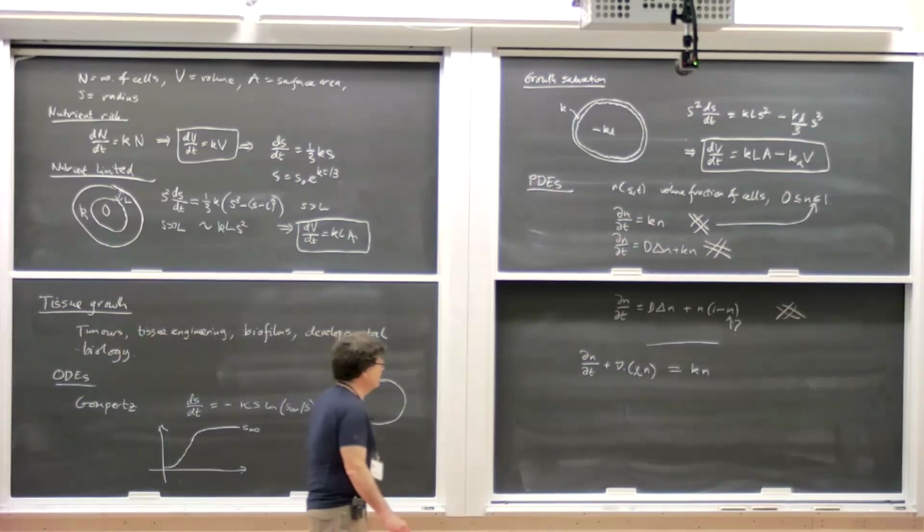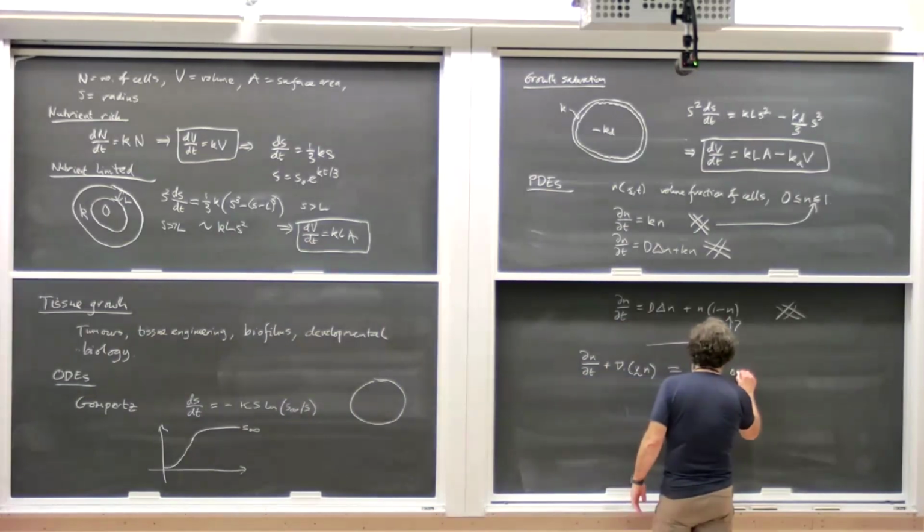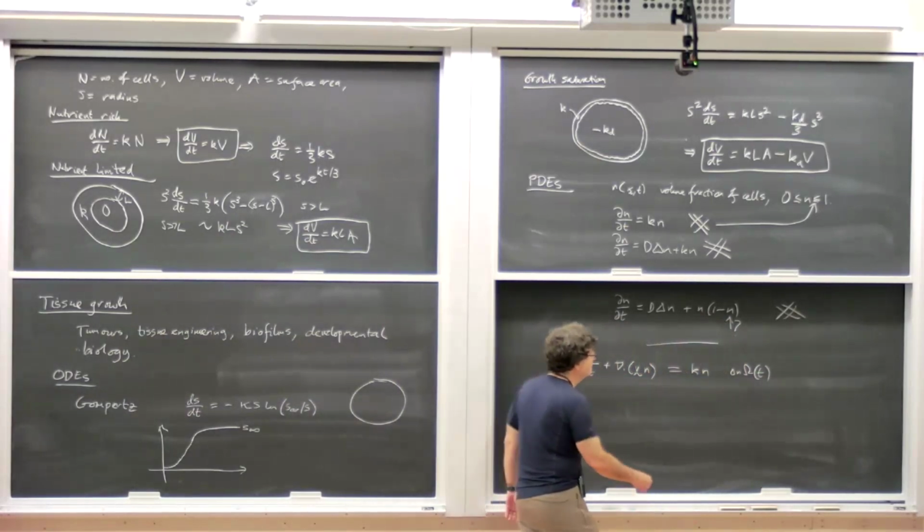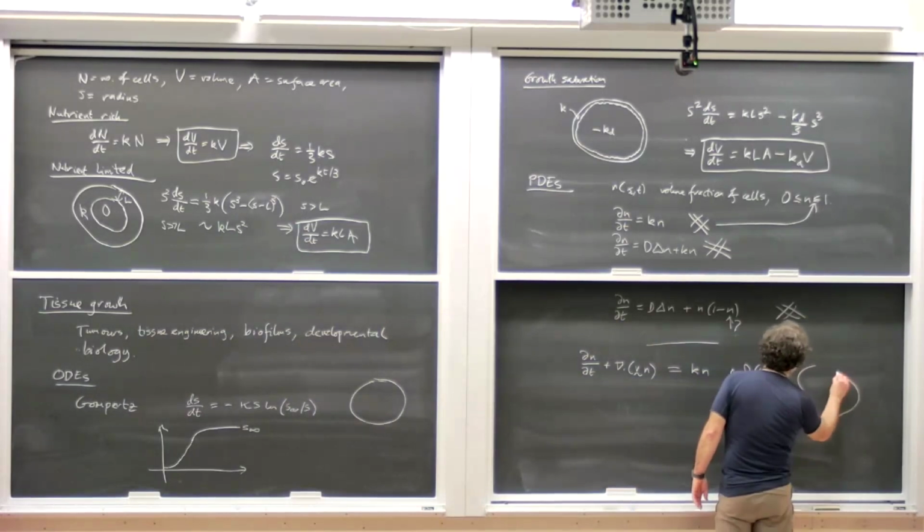But before I do that, let me be explicit. We are now in free moving boundary territory. So that equation is going to be satisfied on the tissue domain. In most of the things I say, there's going to be no cells outside. So n is going to be greater than 0 in there, and n will be 0 there.